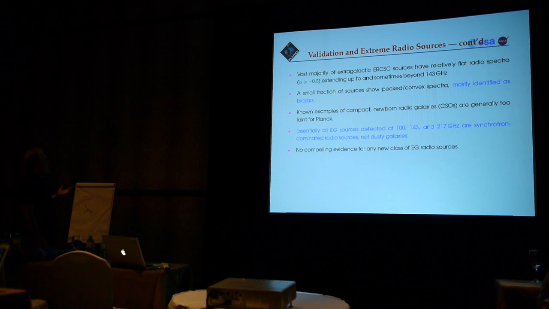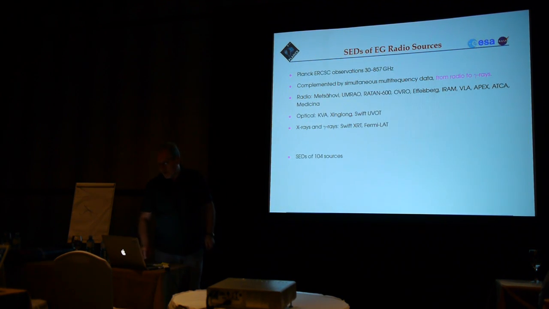For radio astronomers, what's interesting is that most of them have relatively flat spectra. Some of them are blazars, which show peaked spectra. They seem to be synchrotron dominated even at high frequencies. Very few dusty galaxies, if any, are found amongst them. No compelling evidence for a new population of previously unknown radio sources.